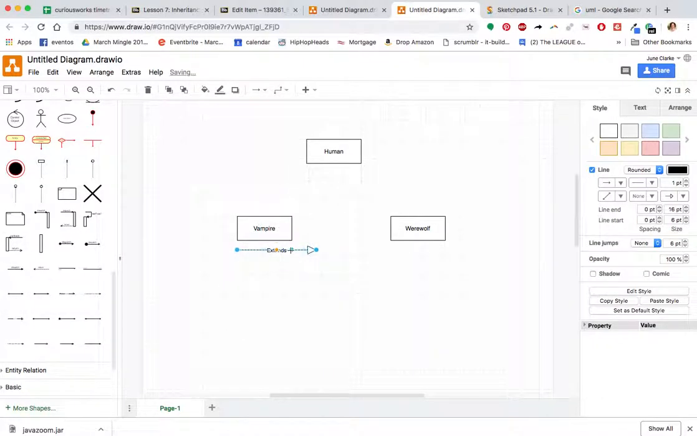Now I'm going to attach this end to the human and this end to the vampire. And then I would do the same for the werewolf. And you can see the extends arrow has an empty triangle on the end of it. It has to go in that direction.